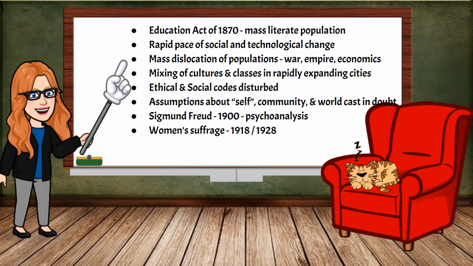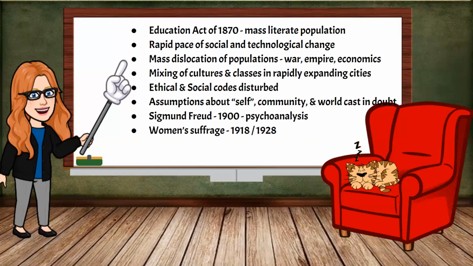And we also see a rapid pace of social and technological change that hasn't gone away. Even today, we still see the social and technological changes going on. You can really see those, especially right now in the time that we're currently in. There was a mass dislocation of populations. We had a lot of exiles and a lot of moving around. This was due to the wars, due to the empire itself, and due to the economics of the world in terms of where people could actually make a living, where people could survive.